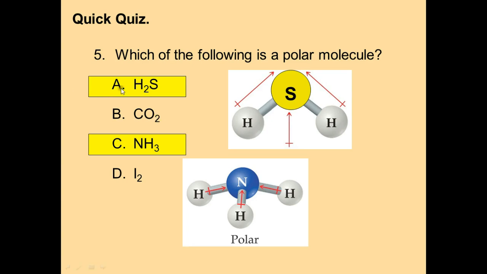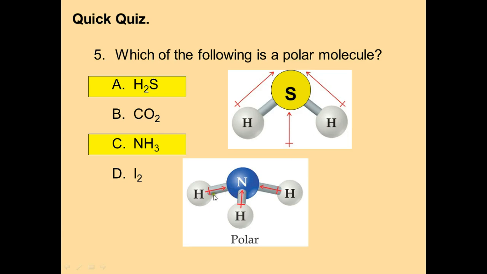And then we have H2S, which is polar, because here we have a diagram. So we have S, H, H. And the sulfur is way more electronegative than these two hydrogens, so it definitely pulls much harder on the hydrogens' electrons than the hydrogens do on it. So it's polar, and there's a net dipole moving upwards.